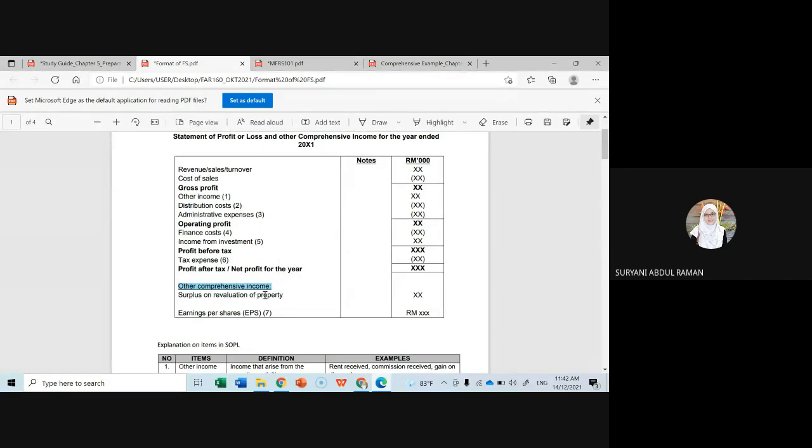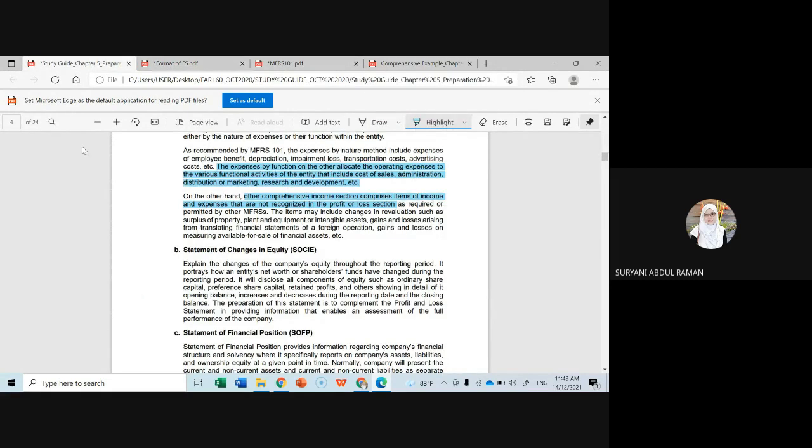Other comprehensive income. The upper part here is called the profit or loss section. This is called the profit or loss section. This is called the other comprehensive income section. Okay, get back to the notes. This section is required and permitted by MFRS.